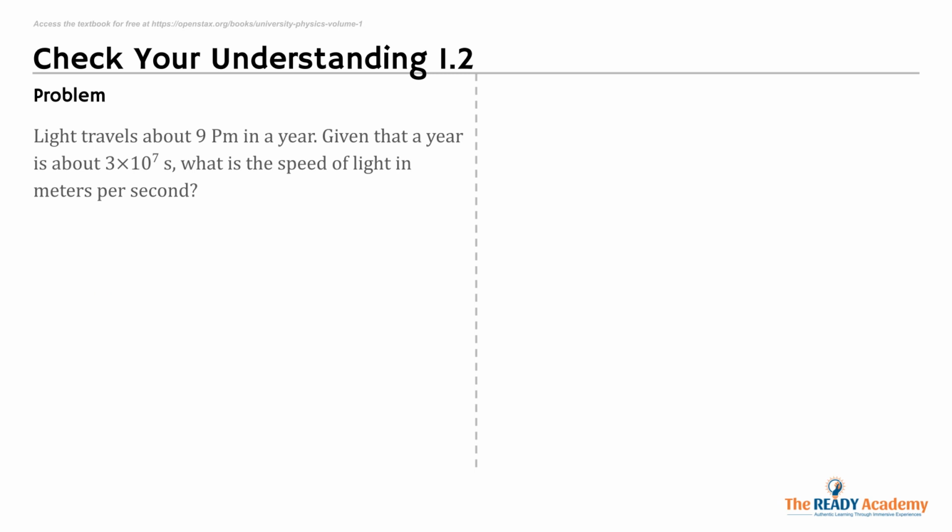Check your understanding 1.2. Problem. Light travels about 9 petameters in a year. Given that a year is about 3 times 10 to the 7 seconds, what is the speed of light in meters per second? Solution. 3 times 10 to the 8 meters per second.